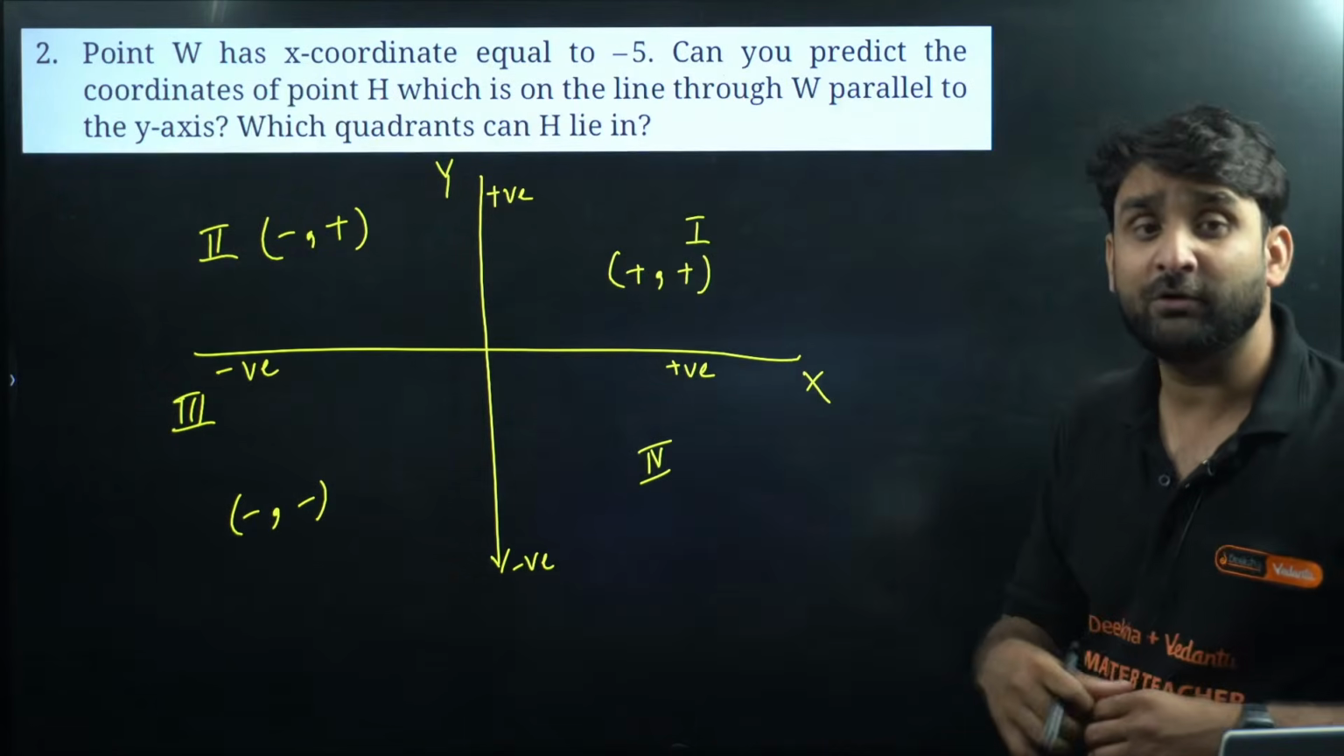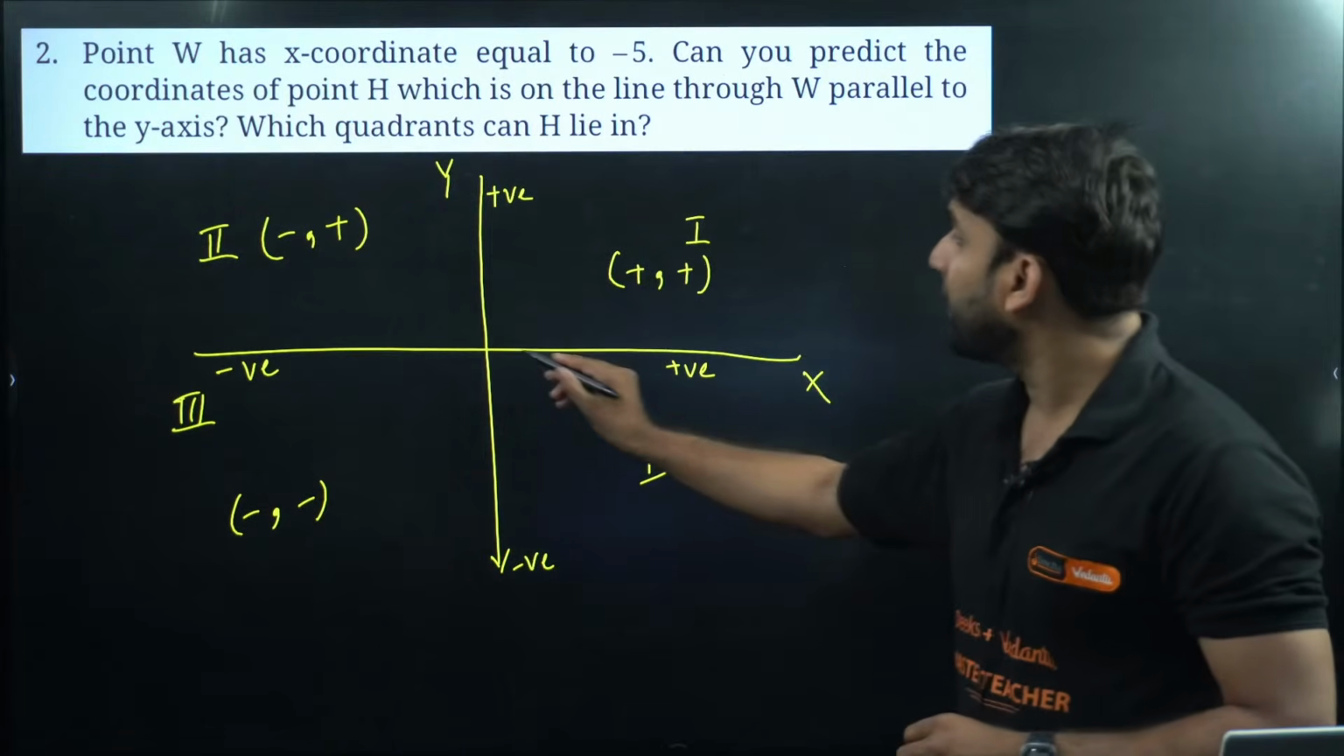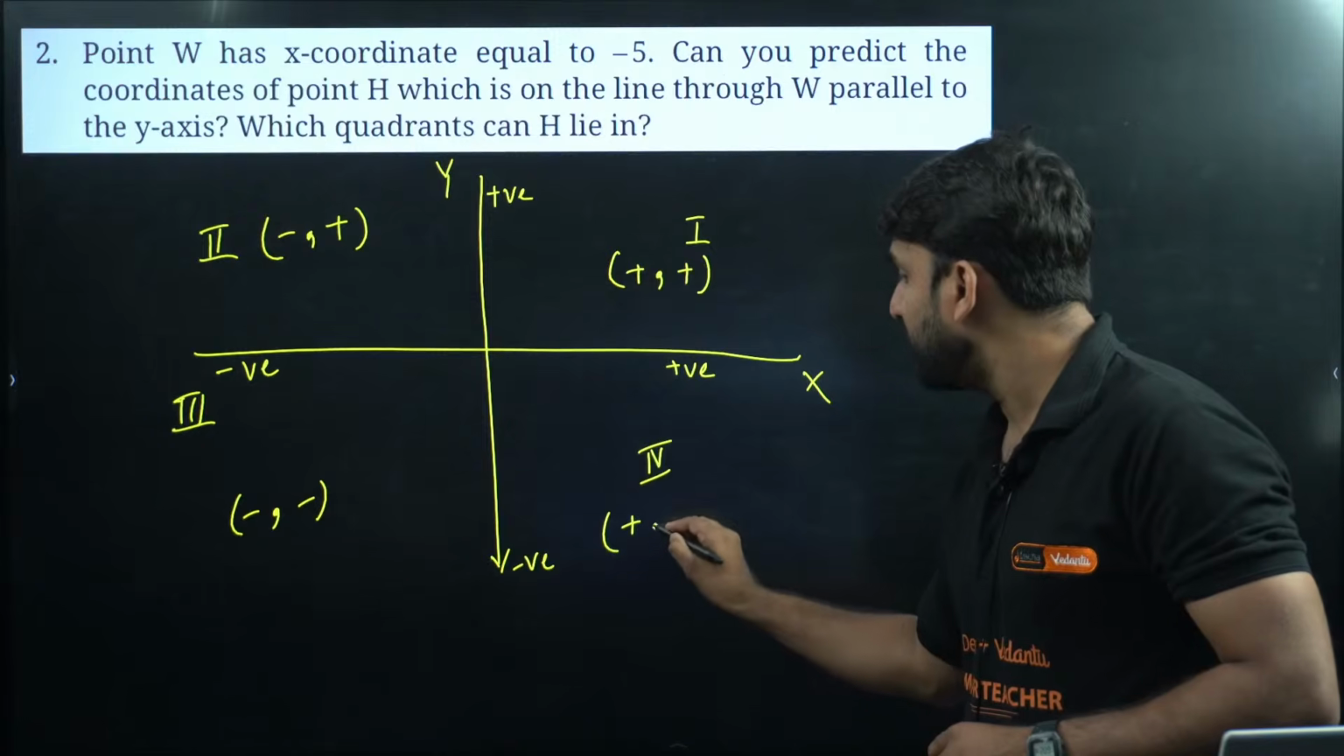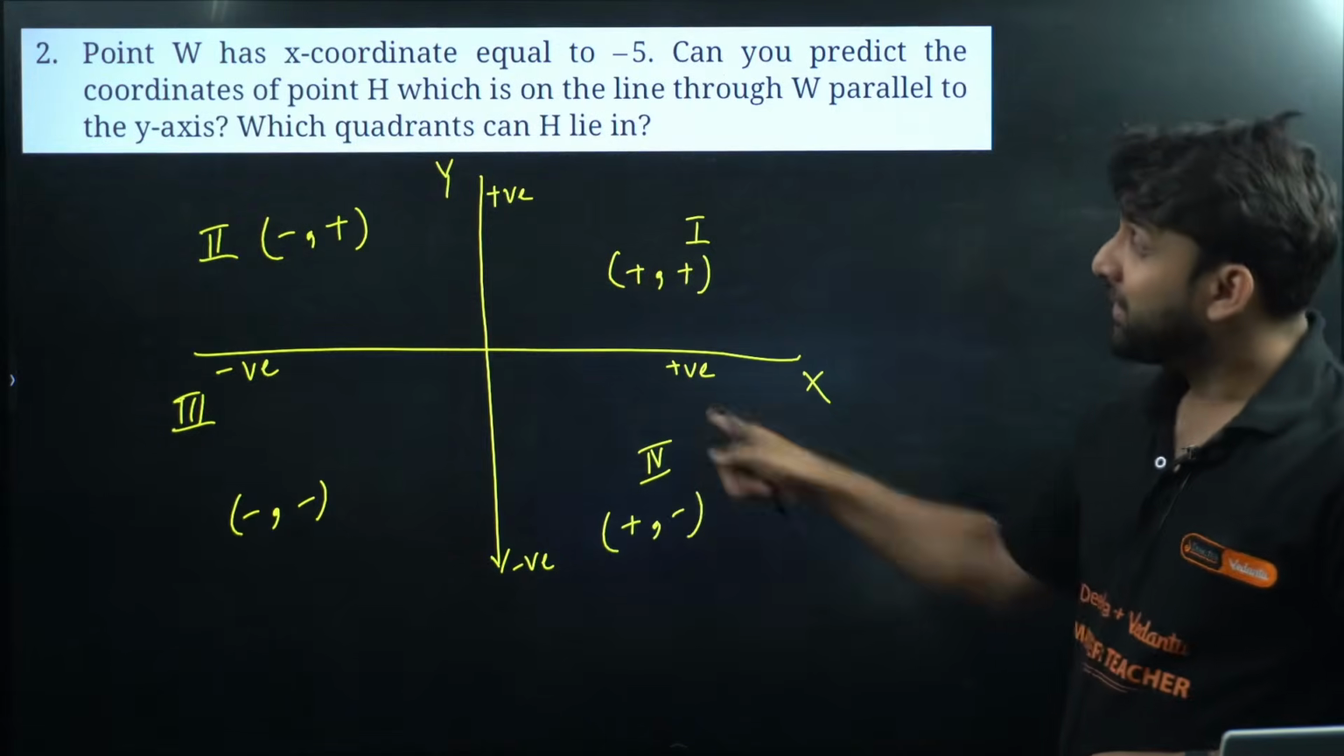Similarly, if we move to the fourth quadrant, it is made up of this, and here x will be positive and y will be negative. Now read the question.